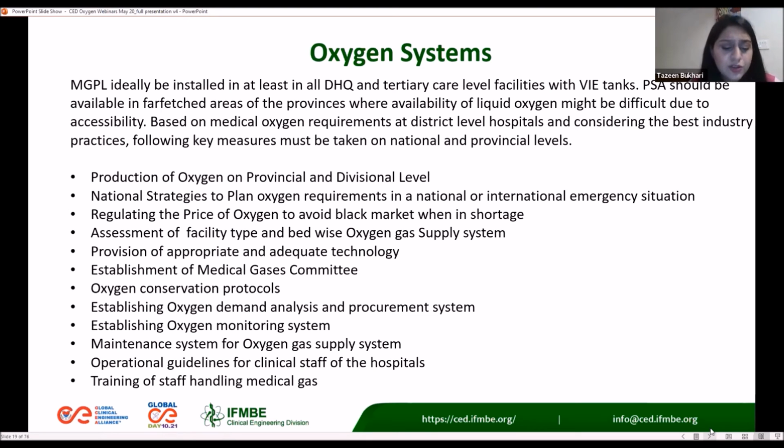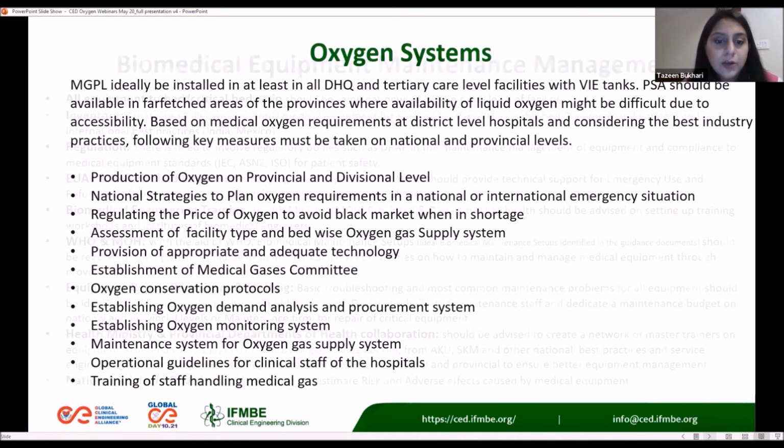Production of oxygen should be increased. It should not stay with the private sector, but provincial level and district level should also be involved in production. Conservation of oxygen, procurement based on demand and supply, and regular training of personnel is also something that we need to work on, which is not there in most of the health facilities in Pakistan or on a government or provincial level. Next slide.